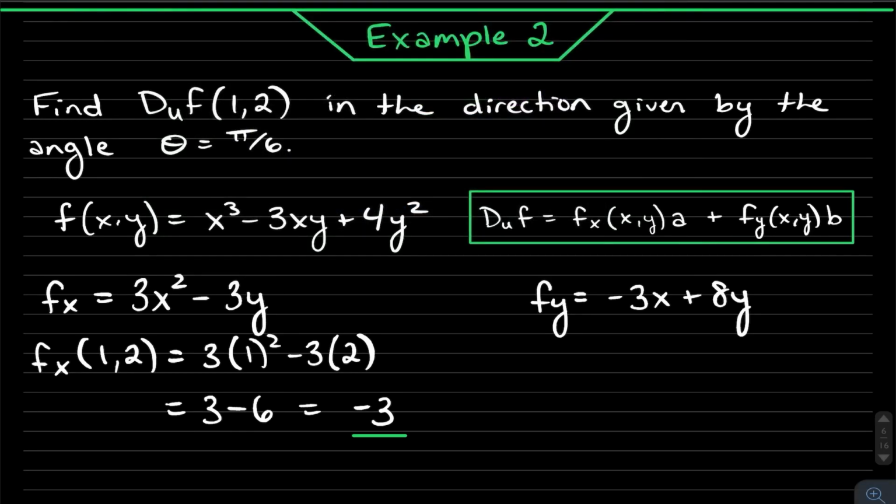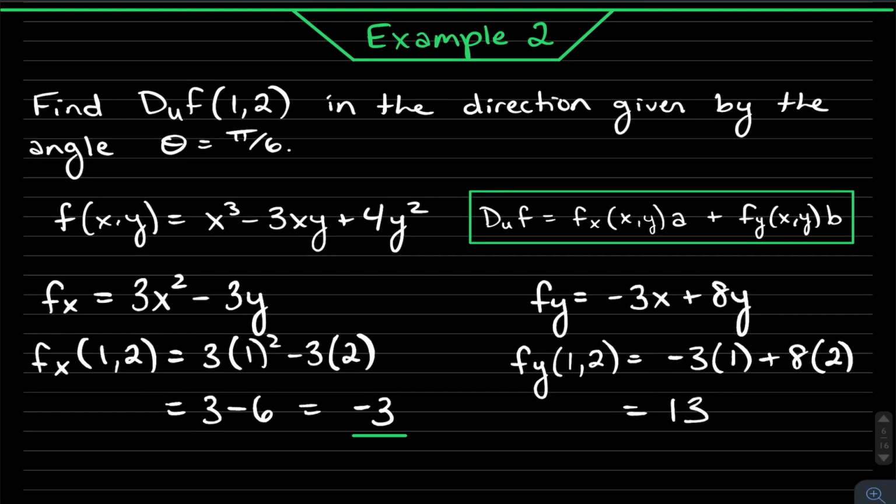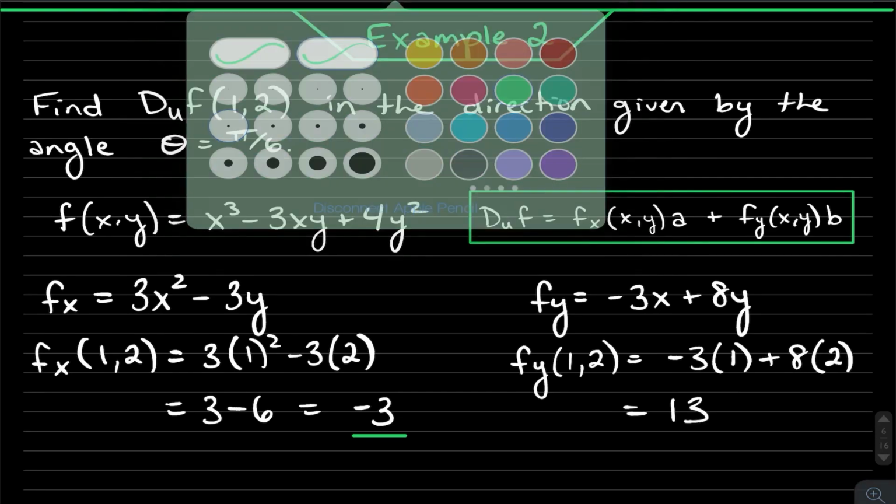Next, we want to find the partial of y at 1, 2, and that's going to be negative 3 times 1 plus 8 times 2. That gives us a negative 3 plus 16, which is going to be a 13. And we underline that.